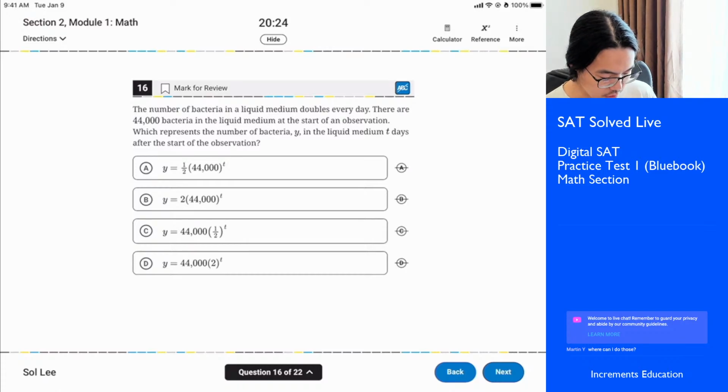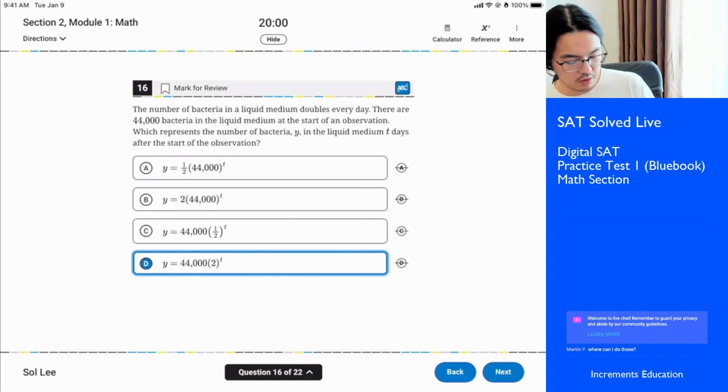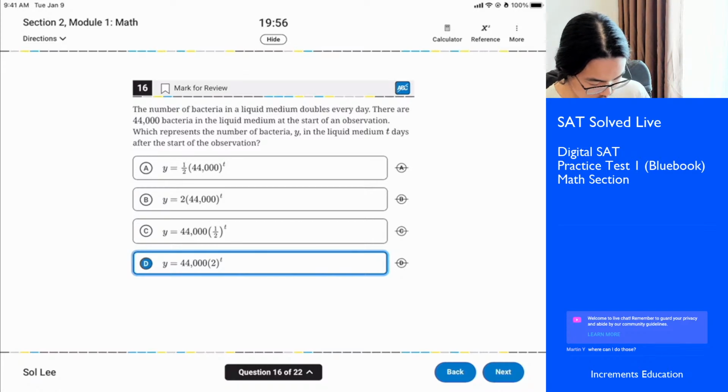The number of bacteria in a liquid medium doubles every day. There are 44,000 at the beginning. Y is the number of bacteria, and T is days. So we have to have this, because if you put T equals 1, then we double. If you put T equals 2, then we double again. Exactly.